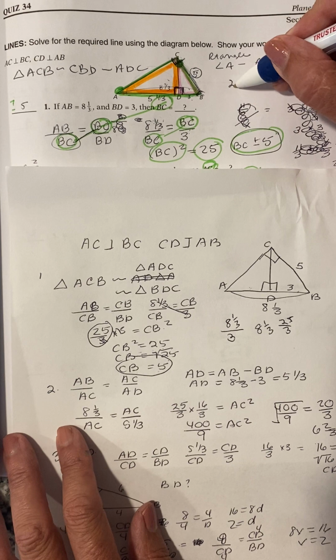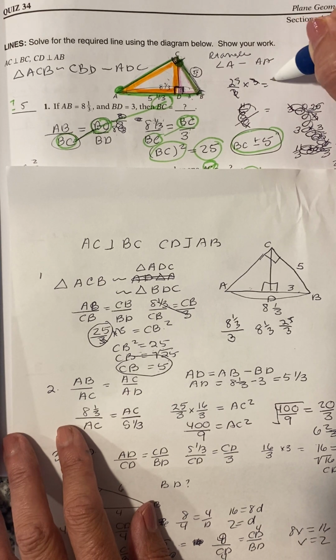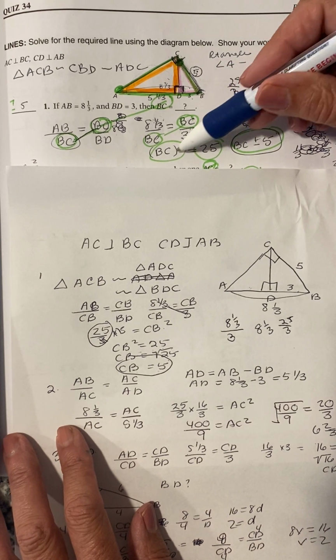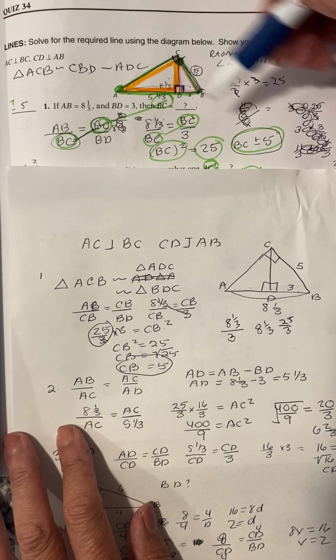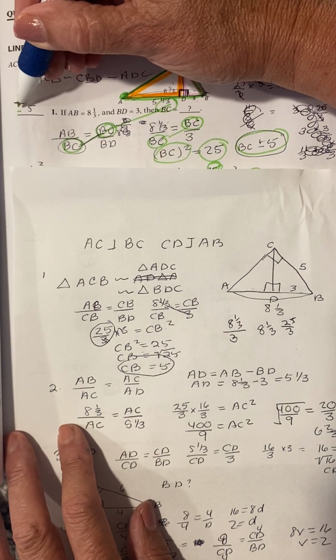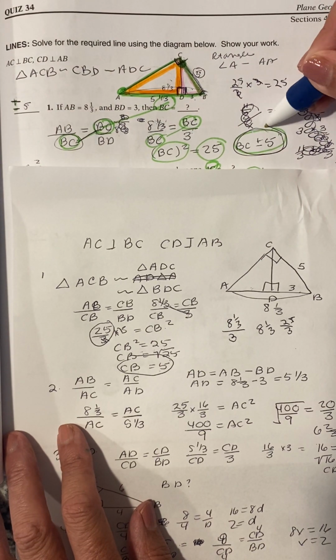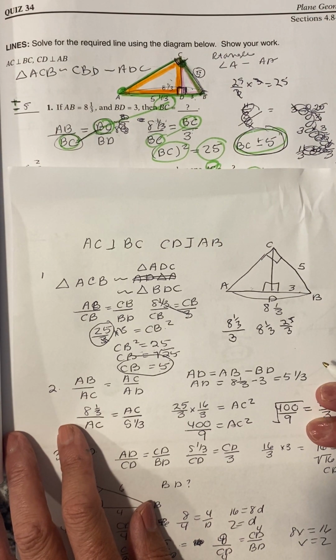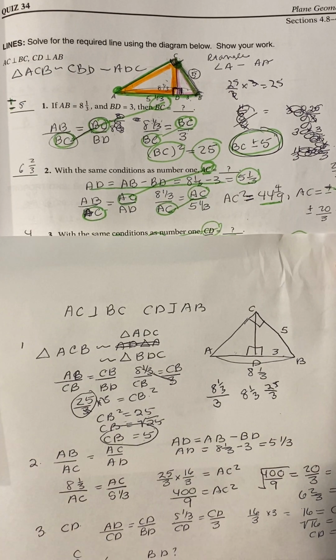So if I did 25 thirds times 3, you can actually get rid of the 3's, and it equals 25. So then we have BC squared equals 25. Make sure, see how I put here, plus and minus 5, because whenever you take a square root, you could have negative numbers. So plus and minus 5 is the answer. On to the next one.